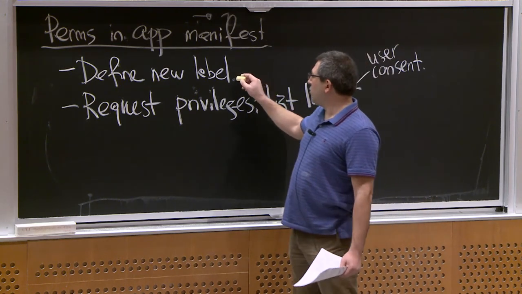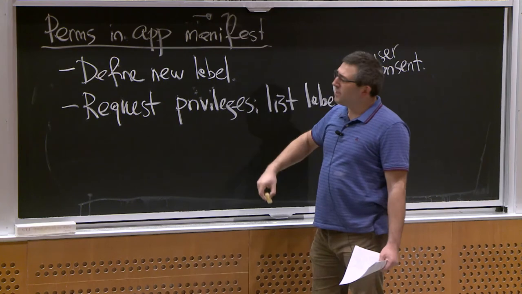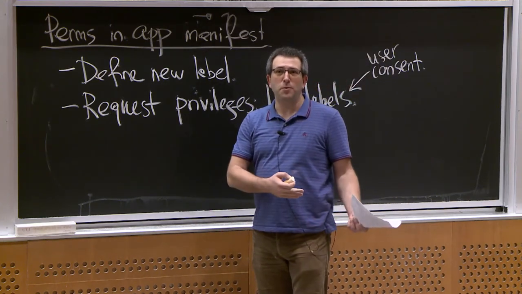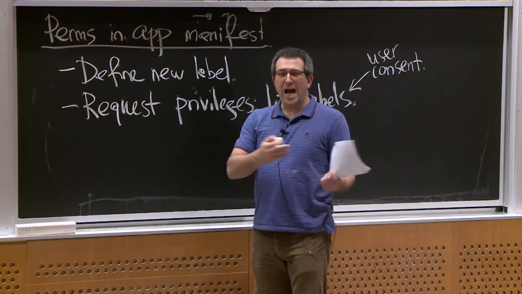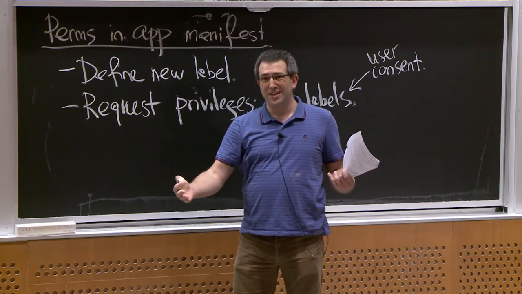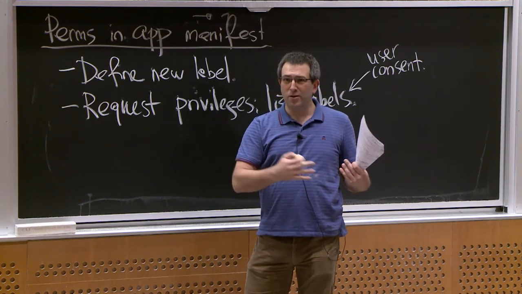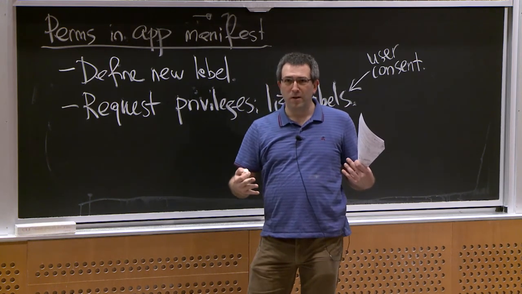So I might request access. Let's imagine I have a phone app on my smartphone, seems reasonable, and then I install an app that wants to make phone calls. Well, that app is going to request the dial perm privilege. What that means is that the app can now send messages to the phone app and cause it to make a phone call.